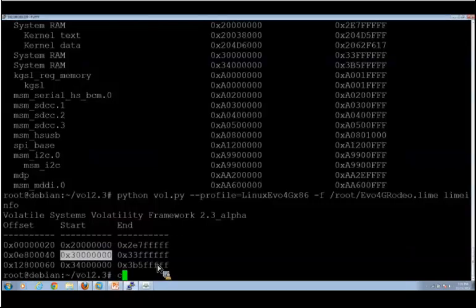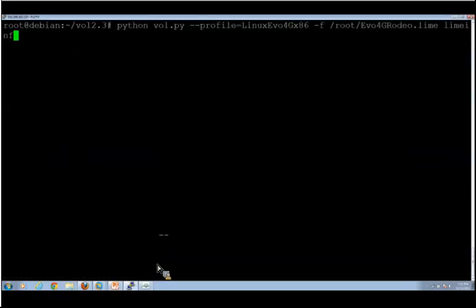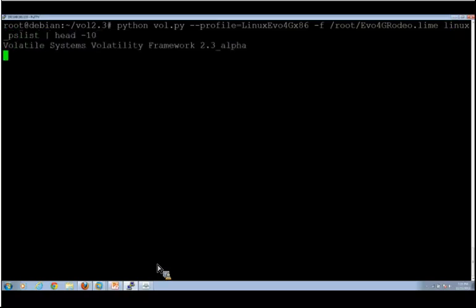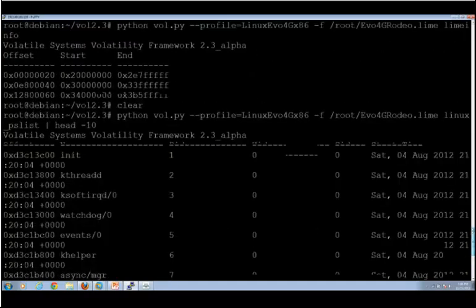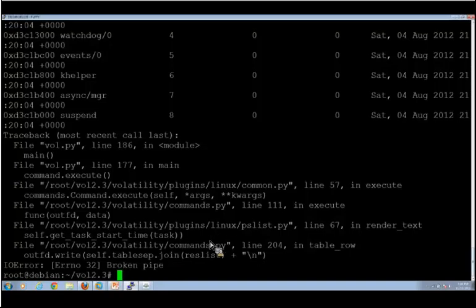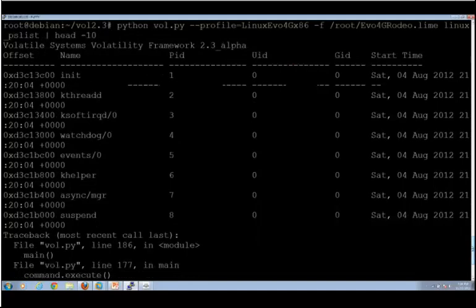Let me clear my screen. And we're going to use the pslist plugin. Because the font's huge, this is going to run a lot, so we'll just look at the first 10 of them. All right. By the way, this is using an old version of Volatility that doesn't handle the pipes well, and it freaks out. So what we have here is the first 10 processes.